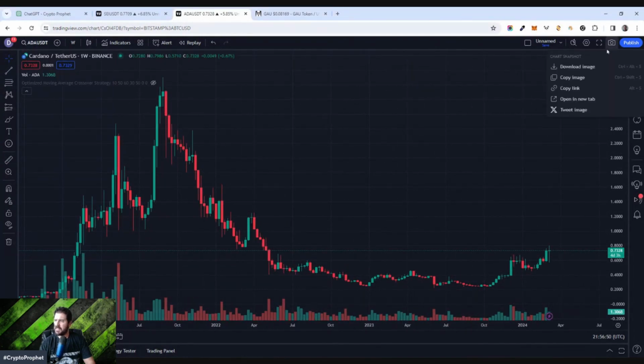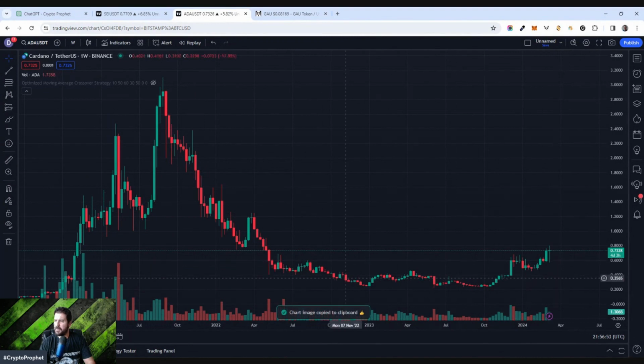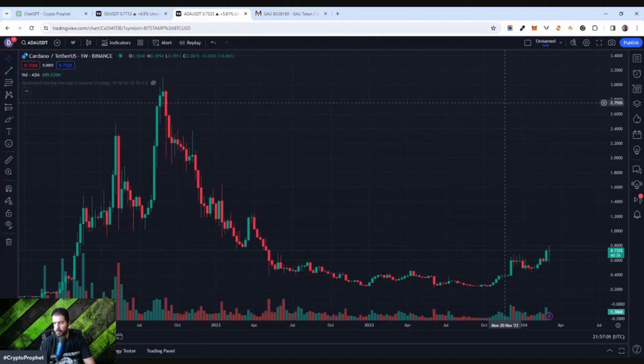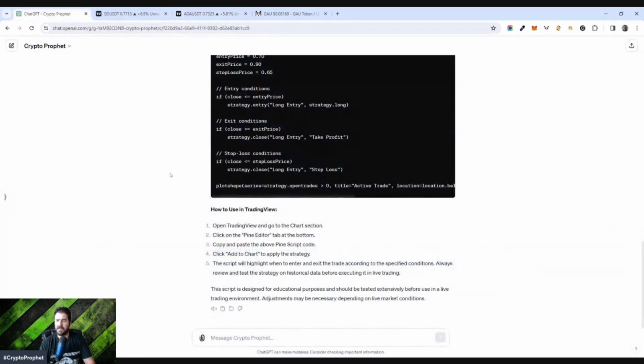I'm going to go ahead and take a snapshot, copy image, and I think there's a ton of potential to go upward all the way back up to its highs of $3.11. You know, that obviously wouldn't happen for a little while, but we can move pretty quickly. So let's see what Crypto Profit has to say.